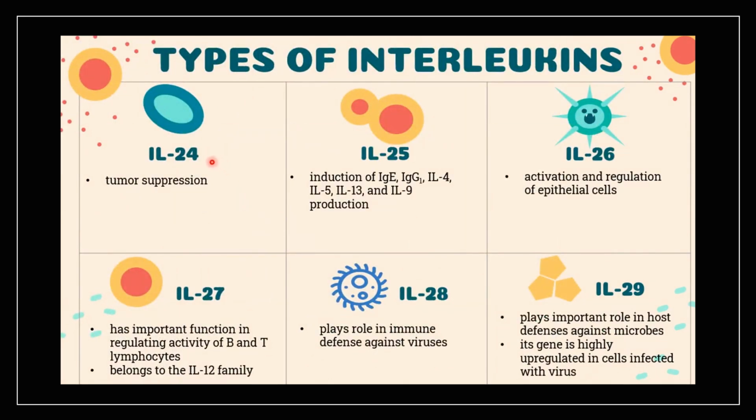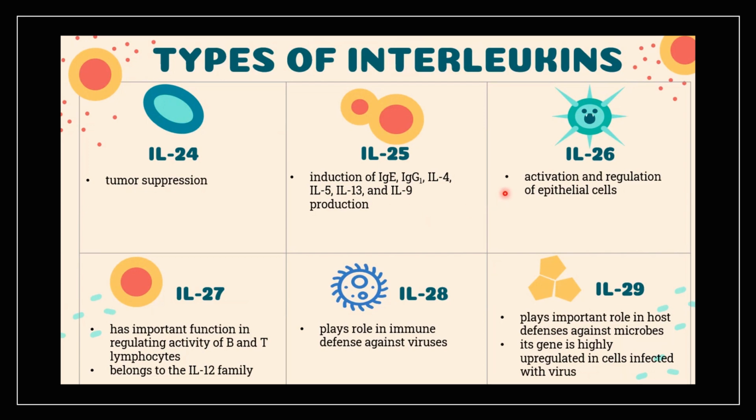For interleukin 24, they originate from monocytes and macrophages, and also Th2 cells. Their target cells are cancer cells, and their major function is tumor suppression. For interleukin 25, they originate from T helper 2 cells and mast cells. Their target cells are T helper 2 memory cells, fibroblasts, basophils, NKT cells, macrophages, and innate lymphoid cells too. Their major function is induction of IgE, IgG, interleukin 4, interleukin 5, 13, and 19 production.